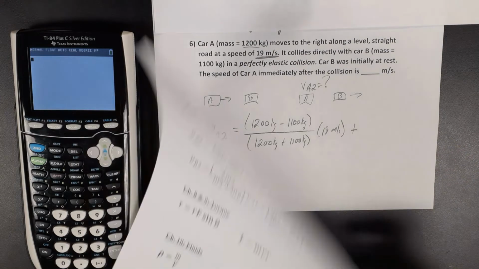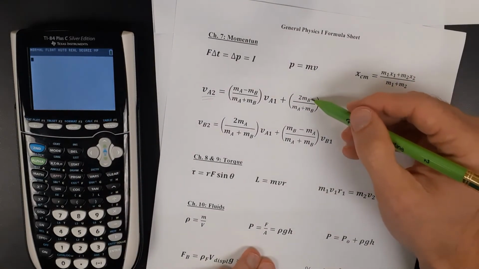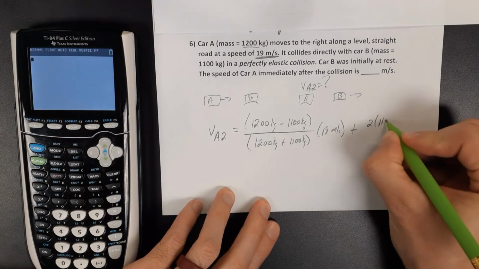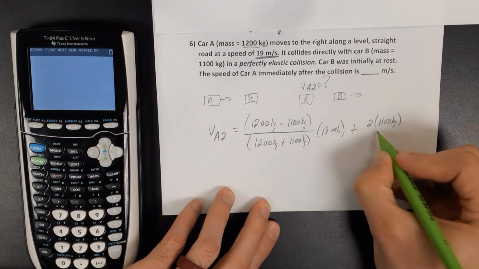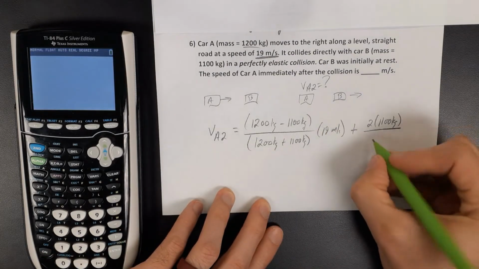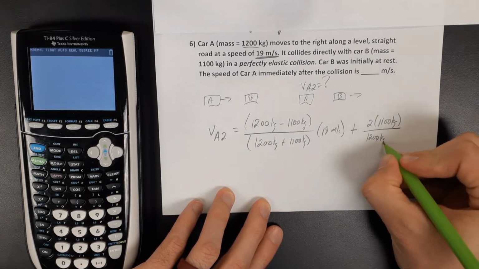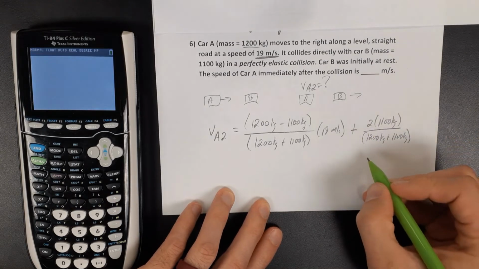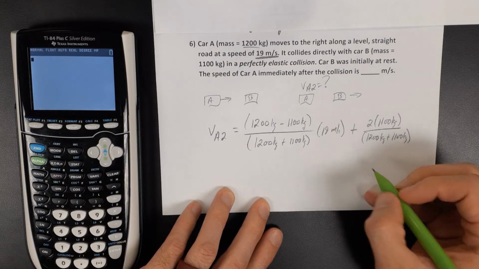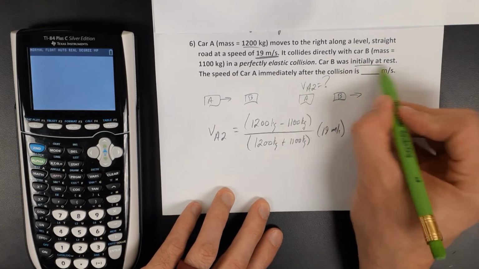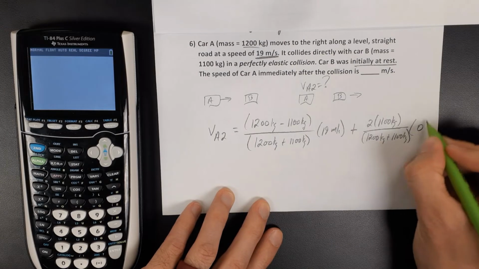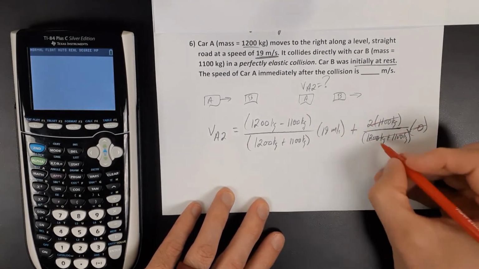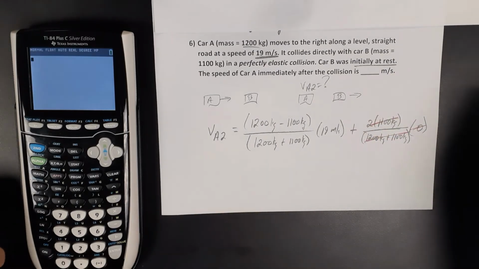Now, to that, we're going to add 2 times the mass of B. So 2 times 1,100 kilograms, again, divided by the total, so 1,200 plus 1,100. Now times the mass of B before the collision. Well, the mass of B before the collision is just 0. And so if we multiply by 0, all of this is going to cancel out. Doesn't even make a difference.